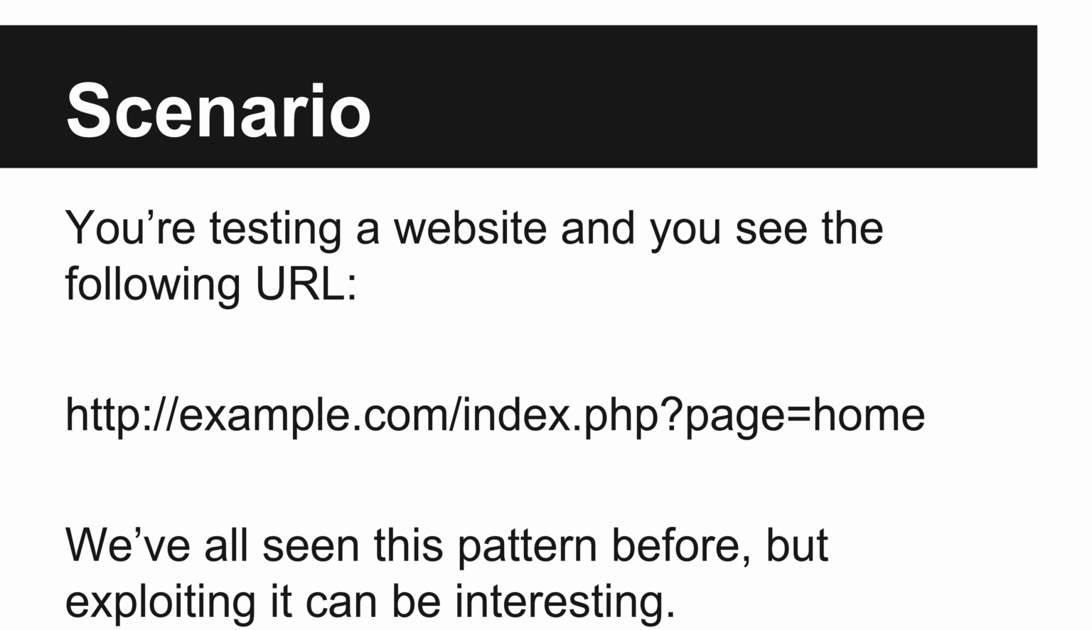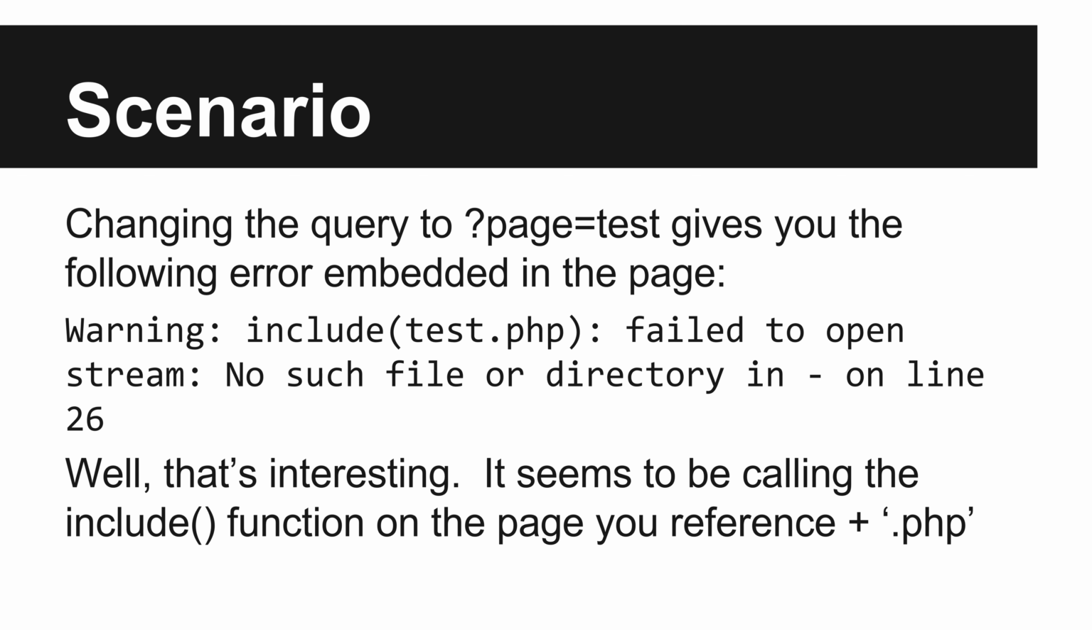Imagine the following scenario. You're testing a website and you see the URL on screen. We've all seen URLs that look like this in the past, but determining possible vulnerabilities and exploiting them can be really interesting. You change the query string to read page equals test, and you get an error indicating that test.php could not be included. Interesting. It seems to be using the PHP include function to reference page plus .php. If we can control code that's on the server, this gives us a nice local file inclusion vulnerability.